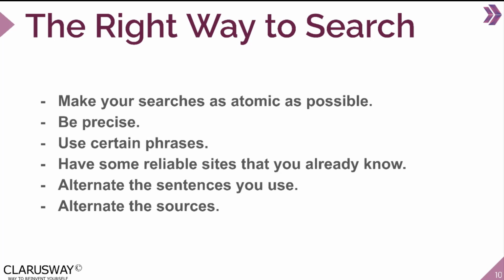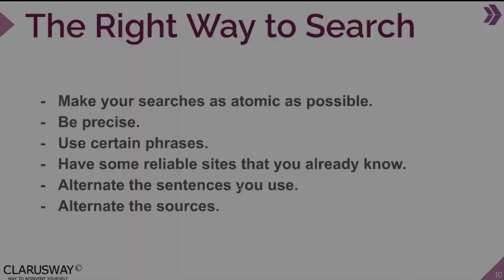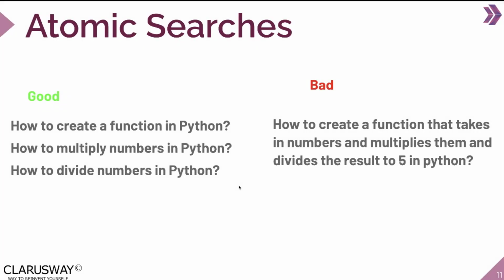And if you're not able to find the solution at once, you have to be alternating your sentences, which means paraphrasing your sentences, and then finally alternating the sources. So you have Geeks for Geeks, Stack Overflow, and then the documentation. Let's say the documentation is too complicated and you couldn't find the solution from there, then you can switch to Stack Overflow. Or if Stack Overflow is not addressing your issue directly, you can refer to Geeks for Geeks, and so on. So you have to be able to do that.